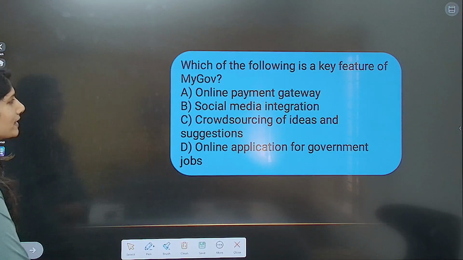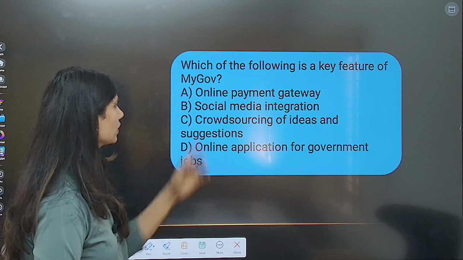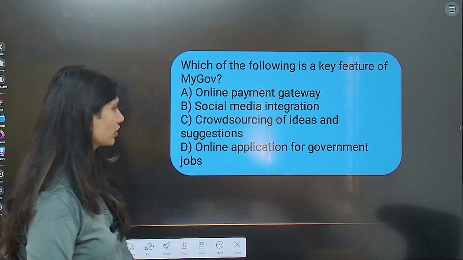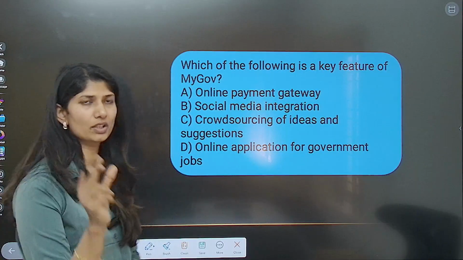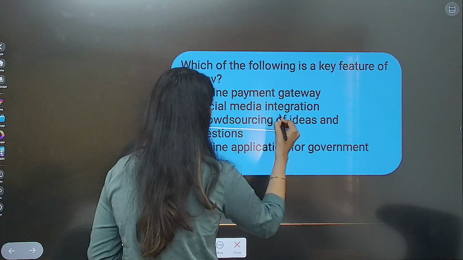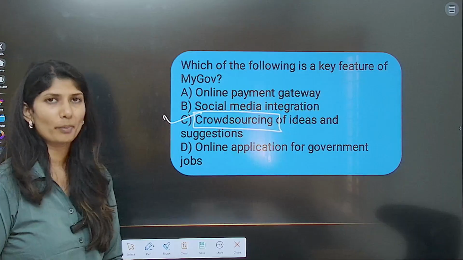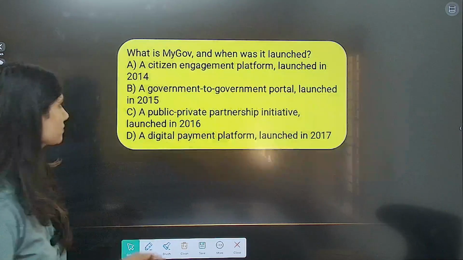Which of the following is a key feature of MyGov? Online payment gateway, social media integration, crowdsourcing of ideas and suggestions, online application for government job. If there is one keyword I want you to remember with regard to MyGov, it is this: crowdsourcing of ideas. This is one of the key features of your MyGov platform. So the answer is C.